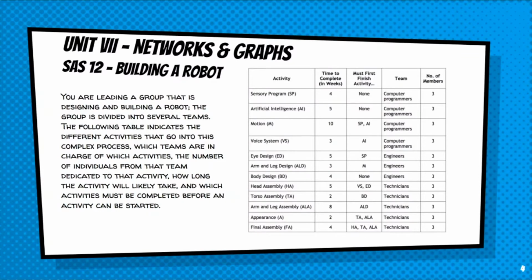The following table indicates the different activities that go into this complex process, which teams are in charge of which activities, the number of individuals from that team dedicated to that activity, how long the activity will likely take, and which activities must be completed before an activity can be started. All right. Let's move on.